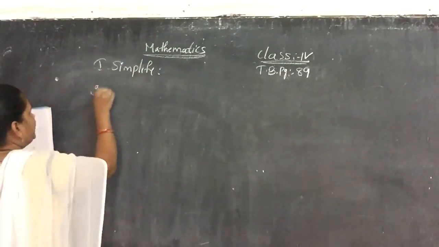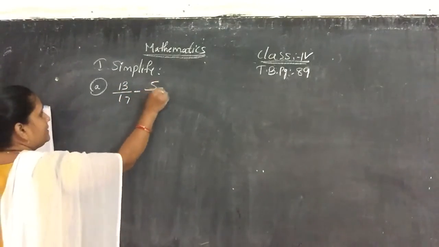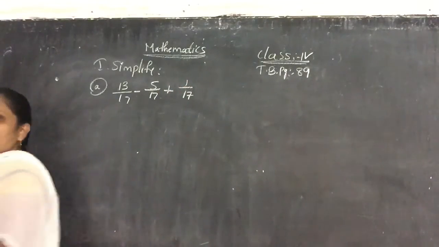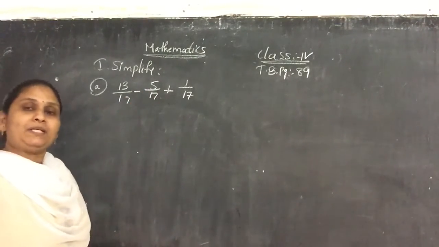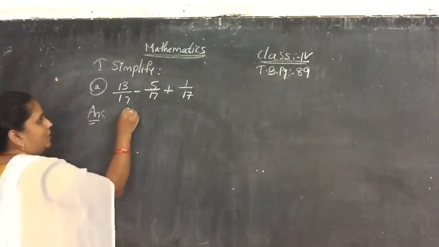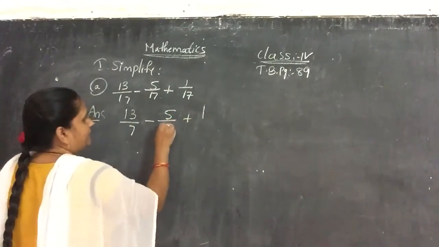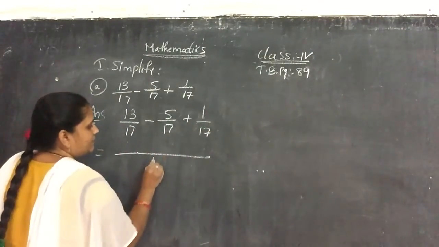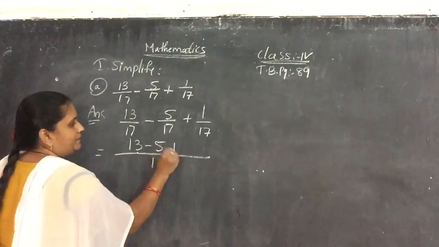In this simplification, the first one will be 13 by 17 minus 5 by 17 plus 1 by 17. So here, three fractions are there. One is related to the subtraction, one is related to the addition, but all three have the same denominators. Okay, so how to do this? First, you have to write 13 by 17 minus 5 by 17 plus 1 by 17. As the denominators are same, write the 17 once. Next, 13 minus 5 plus 1.